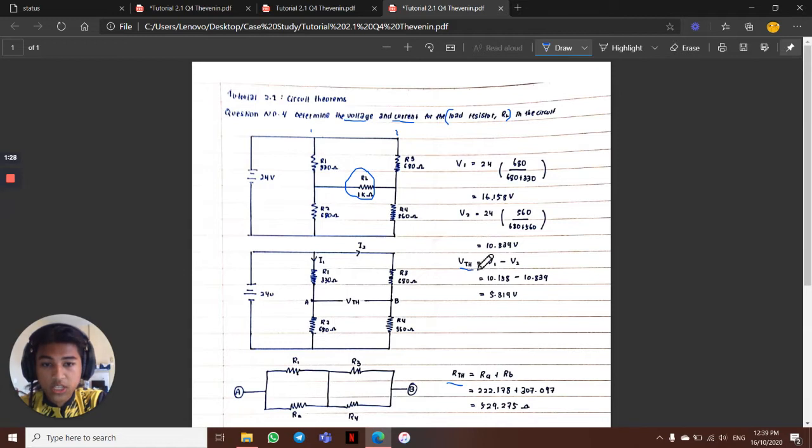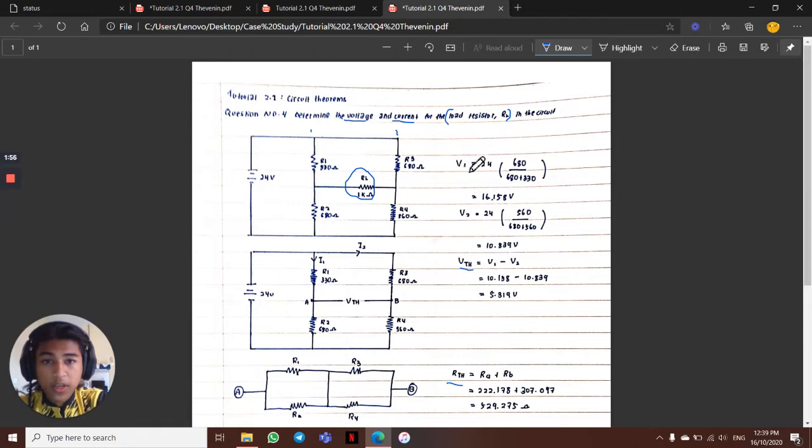We'll go through the first one, which is VTH. In order to get the VTH, we must find the voltage that comes out from the first terminal minus the voltage that comes out from the second terminal. So in order to get the voltage from the first terminal and second terminal, we must use the voltage divider, which is V out equals V in times the resistor.